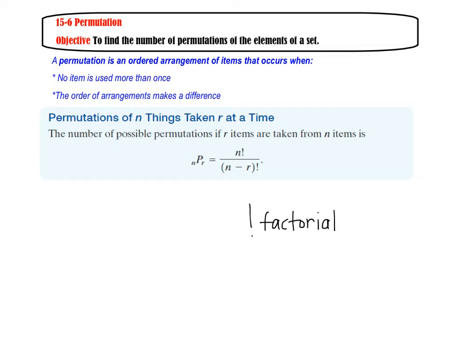I'll show some examples on the next slide, but what a factorial means is that you're multiplying together. Let's say we had 5 factorial. You're multiplying together, starting with that number, 5, and then one number less until we get down to 1. So 5 factorial would be 5 times 4 times 3 times 2 times 1. Now this notation on the left-hand side just means n permutations taken r at a time. This is just notation. I'll show you in class how we can also enter this into our graphing calculators so that you know where that's at.